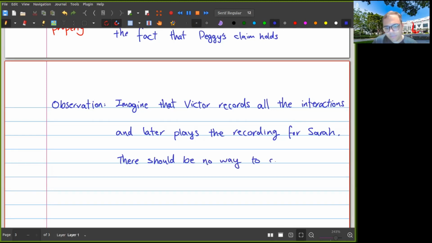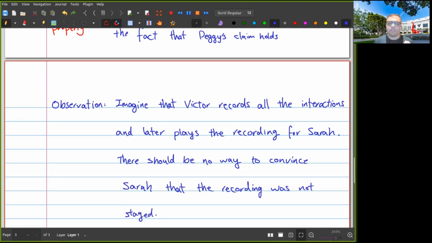No way to convince Sarah that the recording was not staged. And of course, we're not just talking about video here, we're talking about a digital recording as well.